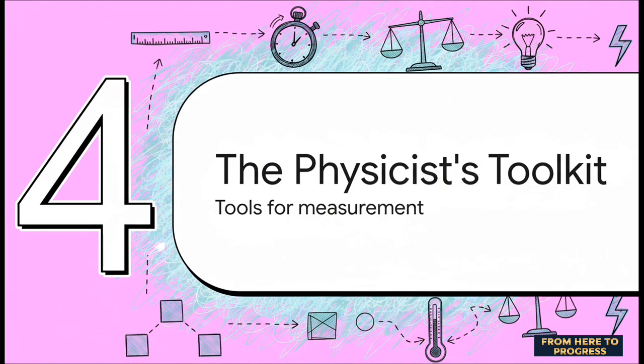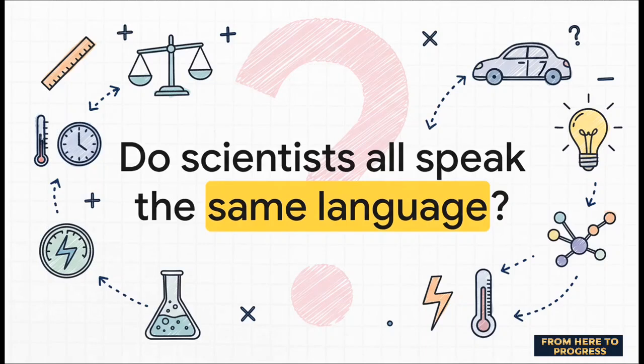So we have our basic building blocks, and we know how to combine them. Now we need the tools to handle it all, which brings us to the physicist's toolkit. These are the essentials for actually speaking the language of science. So here's a good question. Do scientists all speak the same language? And the answer is kinda yes and no.